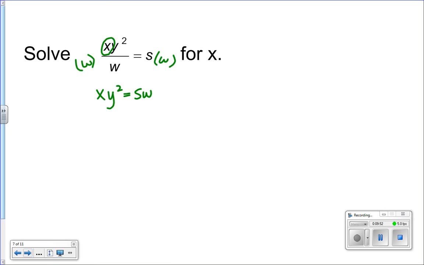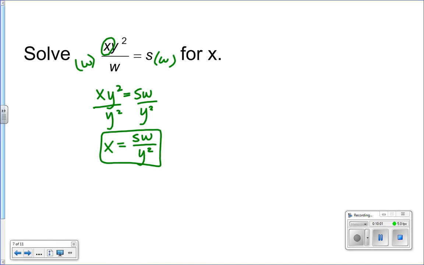Still trying to get x by itself, so I need to divide by y squared. Notice I didn't do anything with the square. I just went ahead and kept it on that y. Okay?